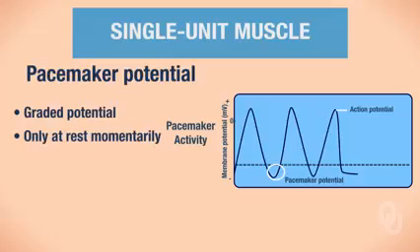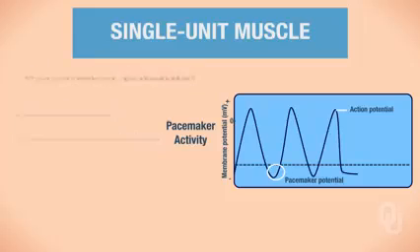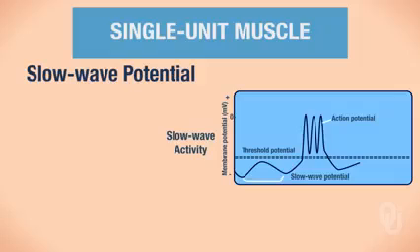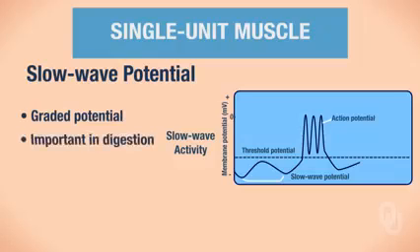As soon as the membrane potential comes back to rest, another action potential fires. But it has to come back down to rest in order to fire another action potential. This entire graph we are going to call pacemaker activity. We'll talk about why those are important and the mechanisms involved at a later time. Now, let's look at a slow wave potential. These are also types of graded potentials. These are important in the gut. They are important in digestion.